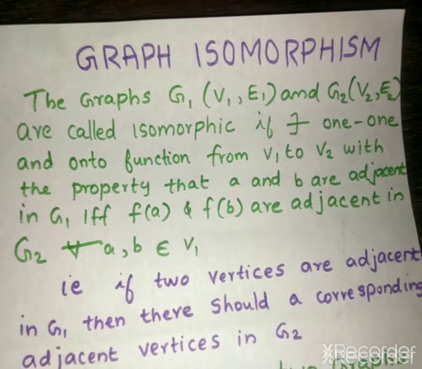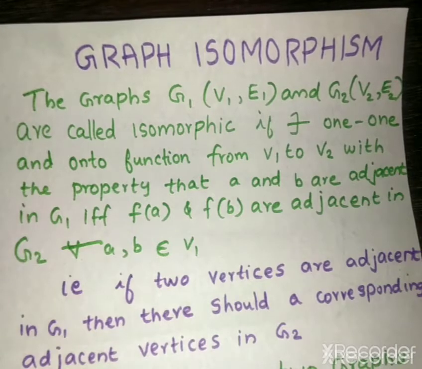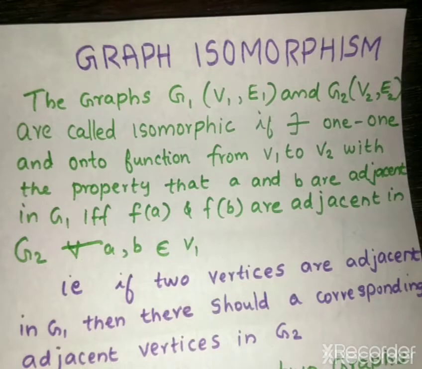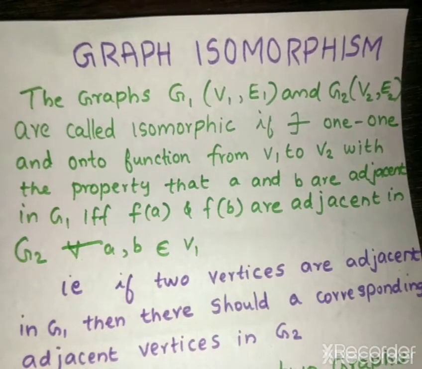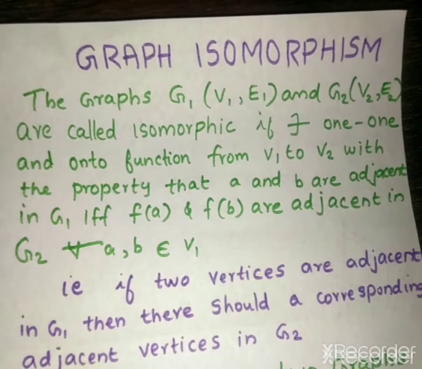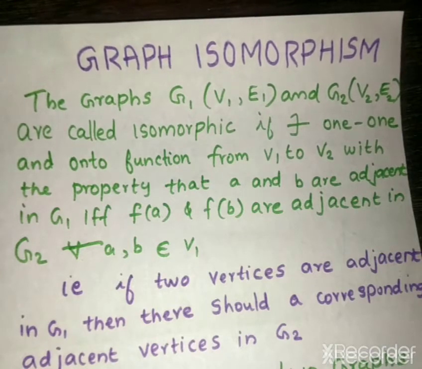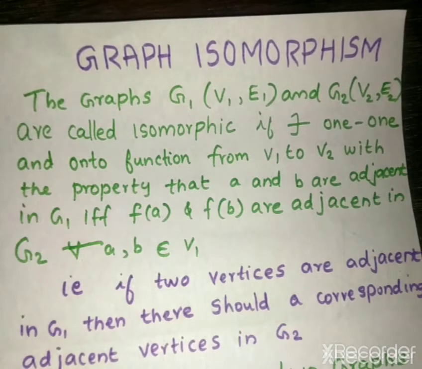The graphs G1 and G2. G1 is a graph with vertex set V1 and edge set E1, and G2 is a graph with vertex set V2 and edge set E2. They are called isomorphic if there exists a one-to-one and onto function from V1 to V2. That is, there should exist a bijection f with the property that A and B are adjacent in G1 if and only if f(A) and f(B) are adjacent in G2, for every A, B belonging to V1.